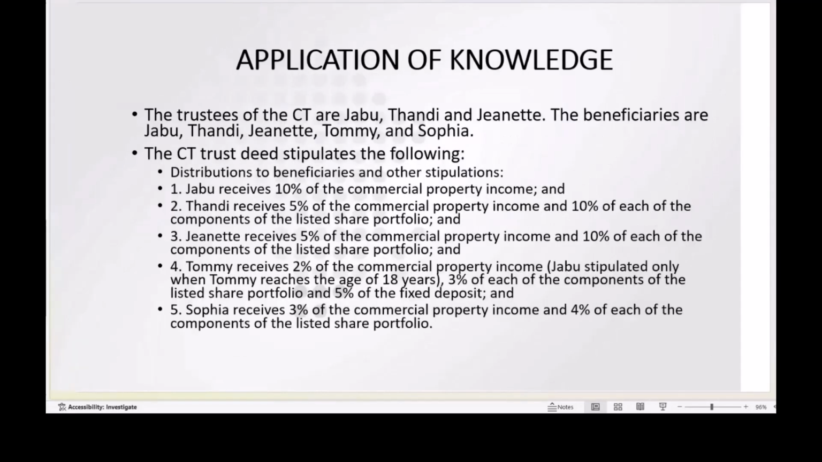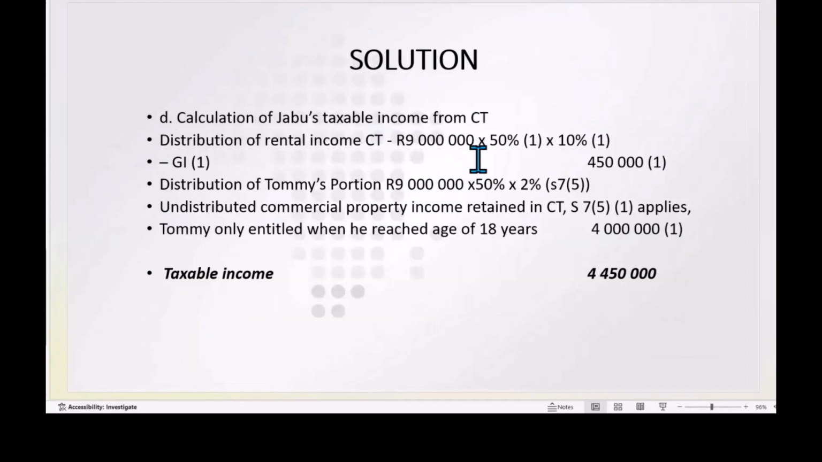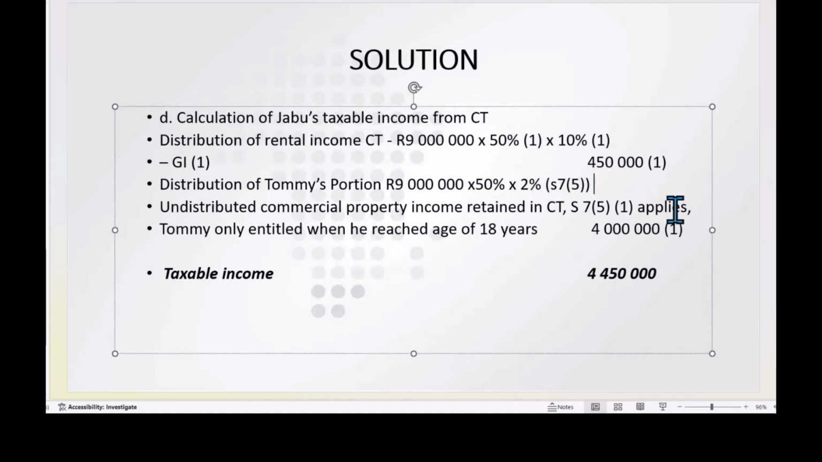So Jabu would have had his income from the 10% that he received from the commercial property. So it would be the 50% of the 9 million multiplied by 10%. Then again, he would receive the distribution of Tommy's portion of the 9 million times 50% times 2%, because that's what Tommy was entitled to, because there is a condition in terms of section 7.5. Then I will calculate the amount. So that's 90,000 rand that should have been included as part of Jabu's income.